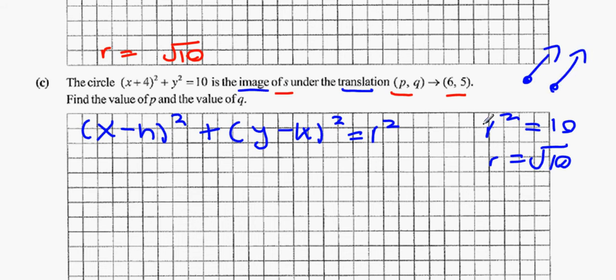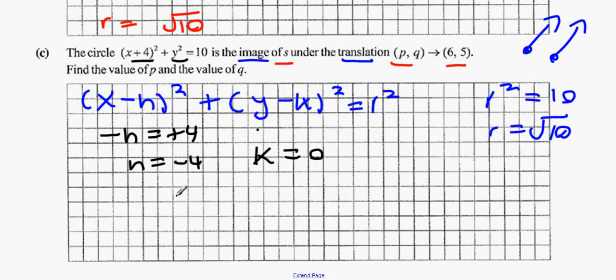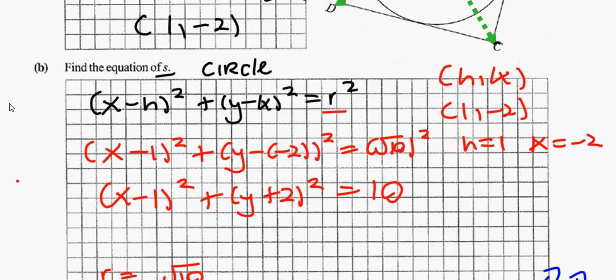What we know about the circle as well is that −h = +4, therefore h = −4. And we know that k must equal 0 because there's nothing here. So k = 0. So we know that this circle has a center of (−4, 0), while the old circle had a center of (1, −2).